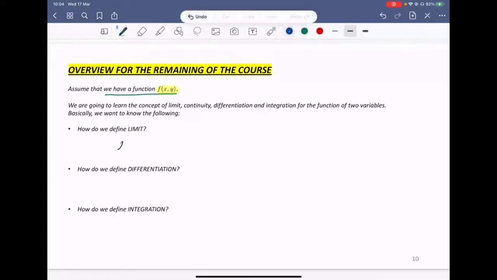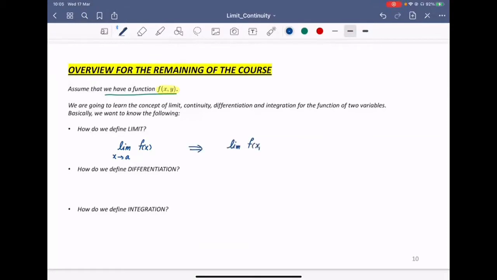Before, we have the limit of f(x) where x goes to a. This is what you learned from Cal 1. So we're going to extend the idea to the limit of f(x,y) where (x,y) goes to a point (a,b). So this is going to be interesting, how you extend the idea of limit.